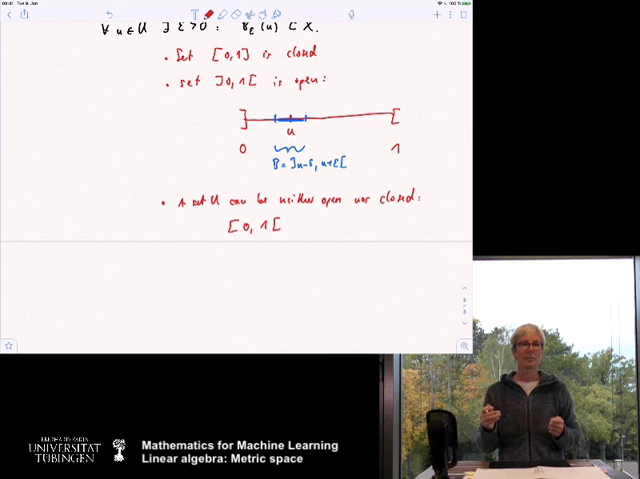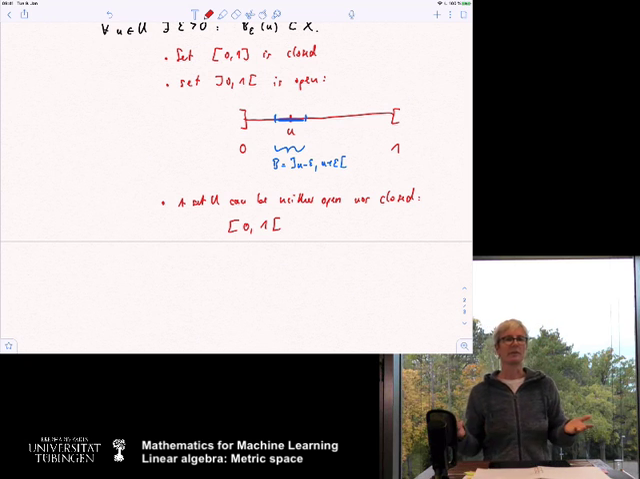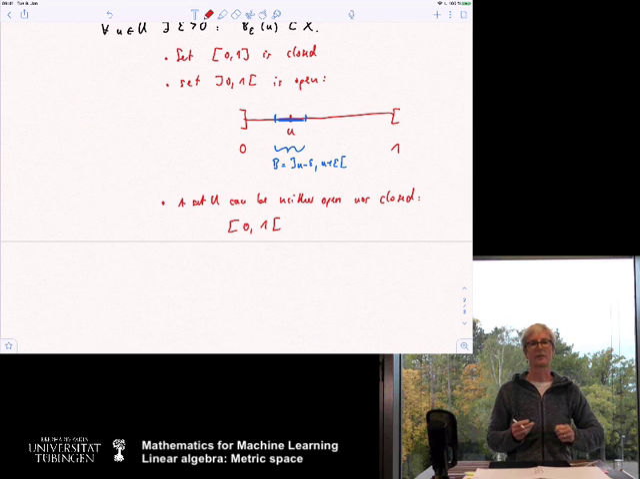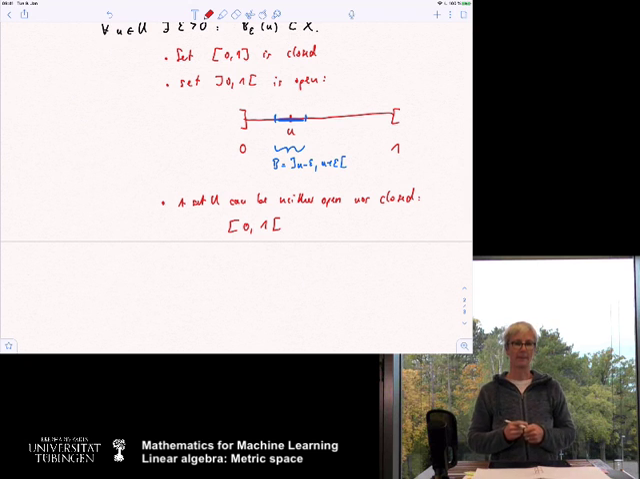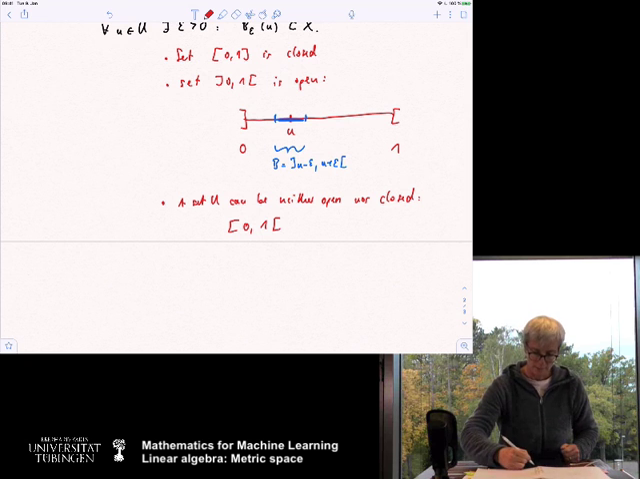And it's not closed because I can construct a sequence that converges to 1. For example, if I construct the sequence 1 minus 1 over n, this converges to 1, but 1 is not in our set, so it's not closed. These are open and closed sets.